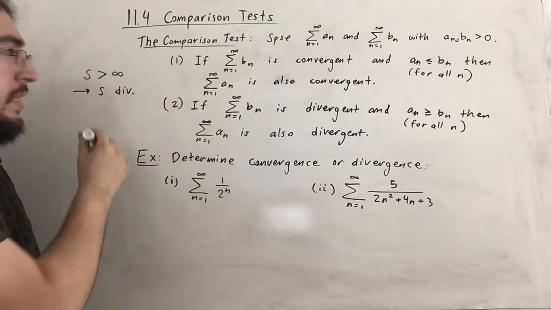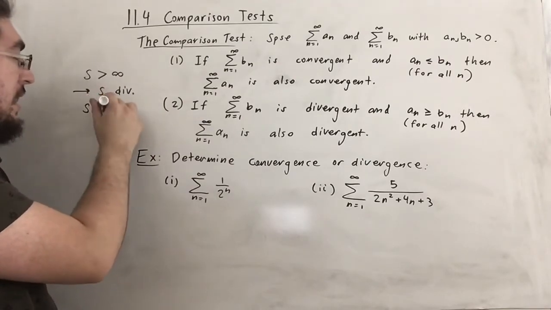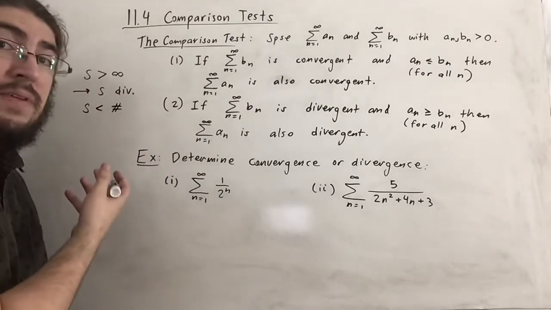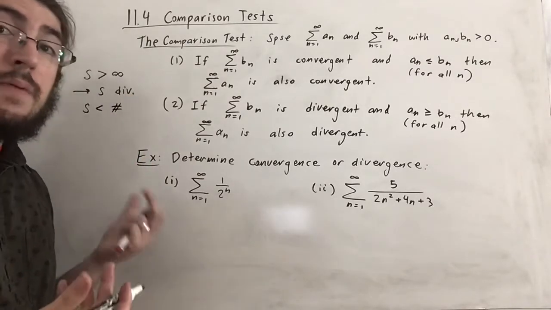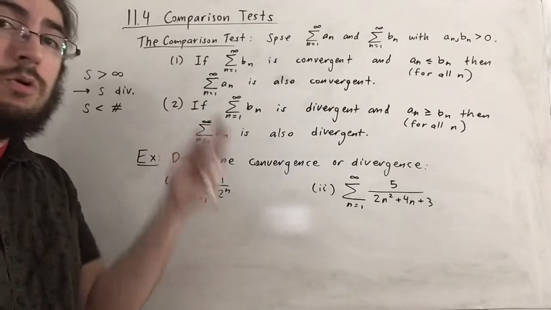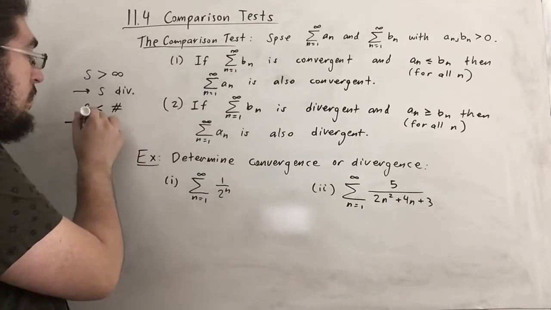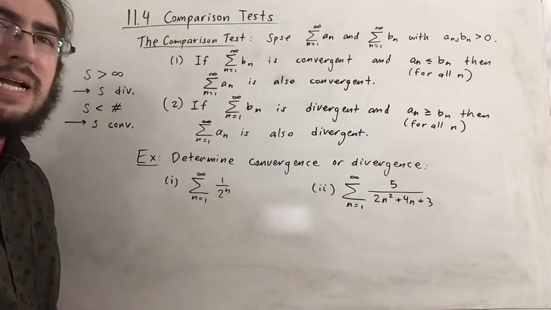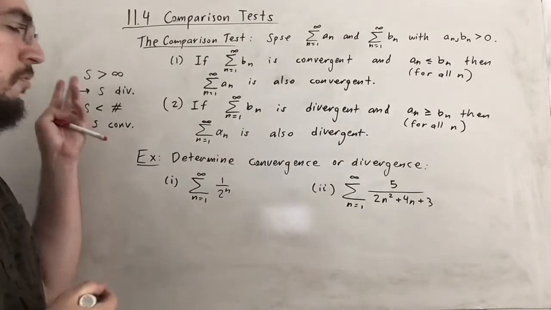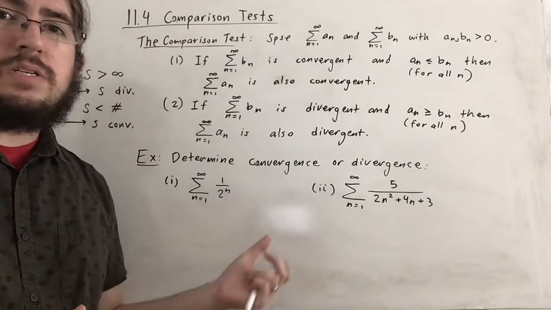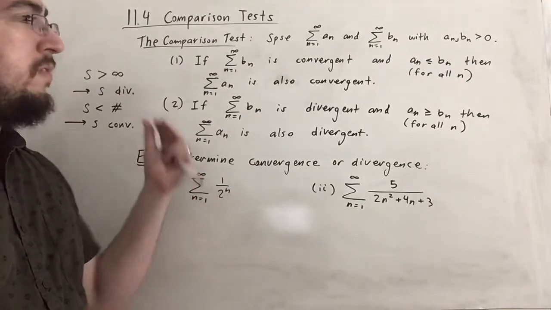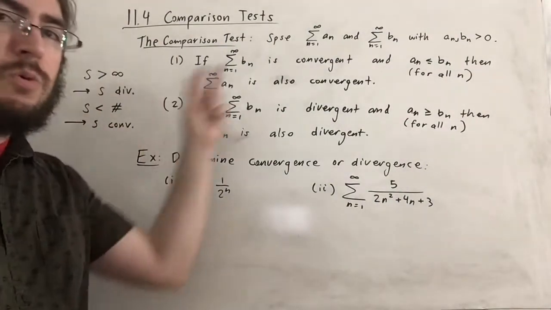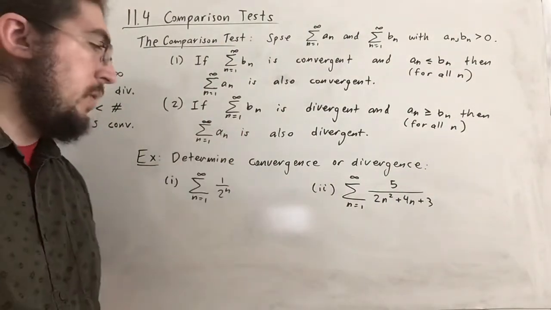S for sum in this case. If S is less than a finite number, then it can't be infinity. It has to be a finite number as well, because again, there are only positive terms. So this implies that S converges. And that's basically the big idea behind this. So in order to prove we're divergent, we need to be bigger than a divergent series. In order to prove that we're convergent, we need to be less than a convergent series. So that's really all this says once you have things sorted out.